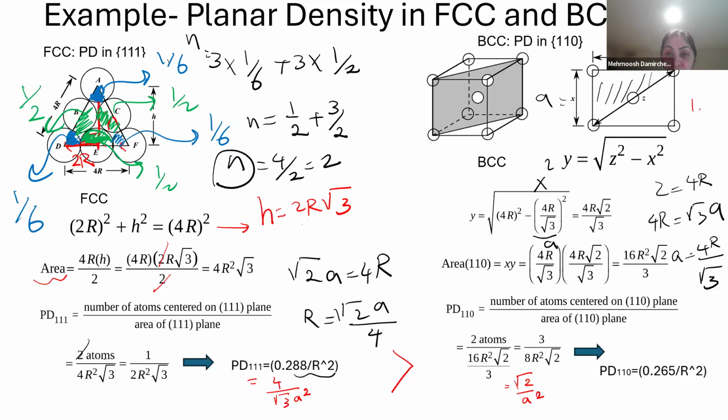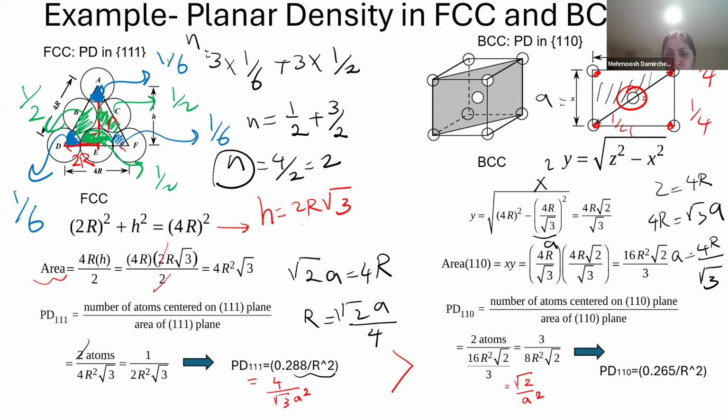Here, it's a quarter. What is the number of atoms? 4 times 1 quarter, 1, and 1 at the center, 1, it should be 2. So again, number of atoms, 2 atoms, divided by this area. As a function of R, it should be 0.265 per R squared. You compare that and you see it is PD111. In FCC it is closer to PD110 as a function of R.